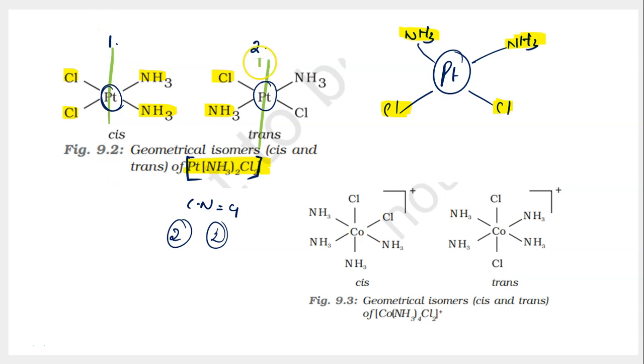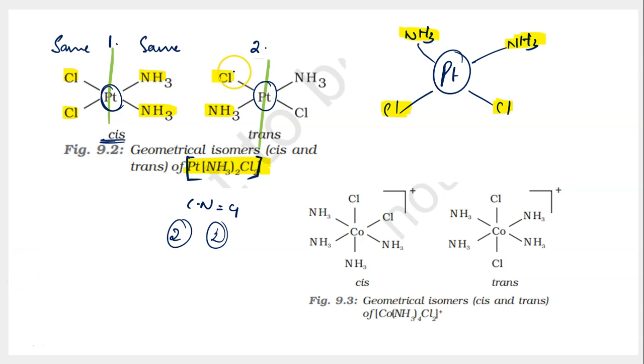So when you consider the vertical imaginary line passing through the central metal, and when you observe the position of the groups, if you get to see same groups on the left hand side and same groups on the right hand side, or if you get to see same type of groups arranged on the same side, you call this isomer as cis isomer.